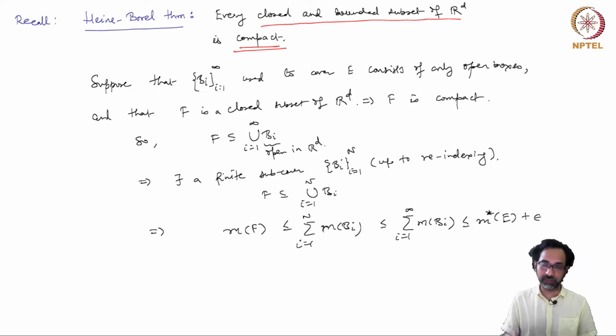So if F is closed, and if these Bi's that are used to cover E consist only of open boxes, then we can immediately find our required inequality, which is m(F) is less than or equal to m*(E) plus epsilon. But because this is not always the case, we have to investigate a little bit more on how to reduce it to this case.